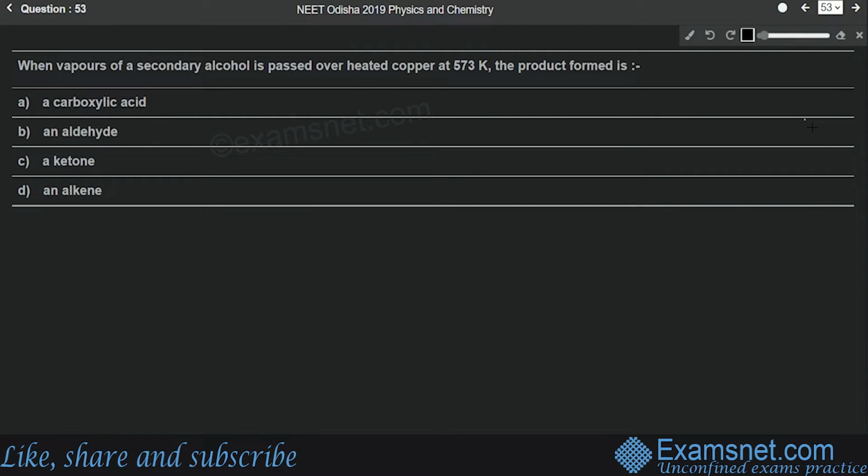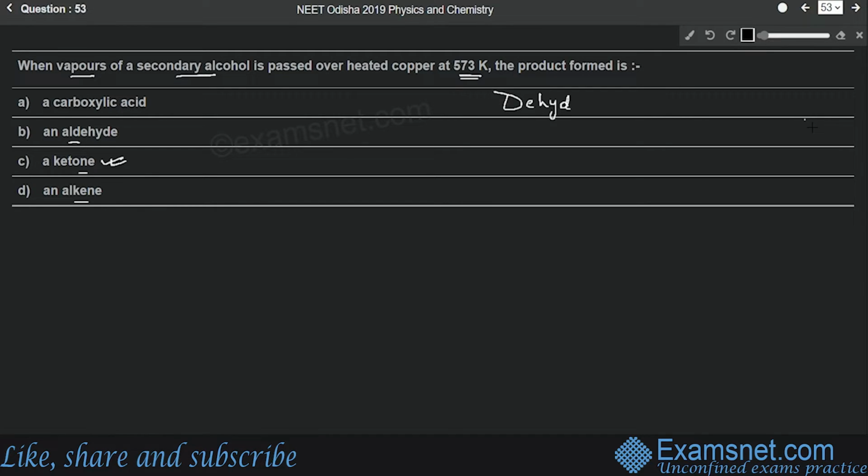Question number 53 is from the chapter Alcohols, Phenols and Ethers, and the question is when vapors of a secondary alcohol is passed over heated copper at 573 Kelvin, then the product formed is. Options are a carboxylic acid, an aldehyde, a ketone or an alkene. So the correct option will be option number C, that is a ketone. So what kind of reaction will take place? Dehydrogenation reaction will take place.